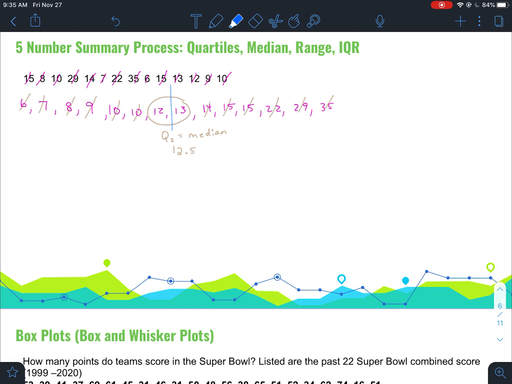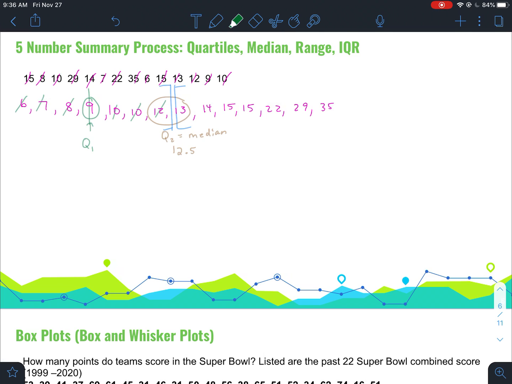So now I took that data set and I divided it in half. So now I have the first half of my data and I have the second half of my data. So now we're going to find the median of each of those halves. So if I found the median of the first half, I would have 9. So 9 is going to be what we would call Q1. So it's going to be the median of that lower half.